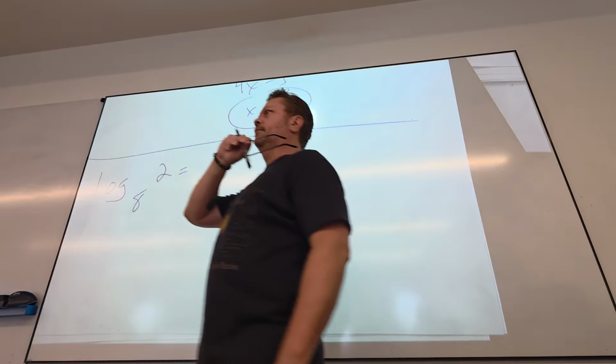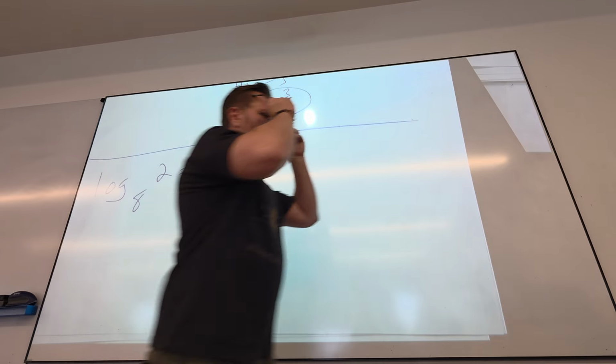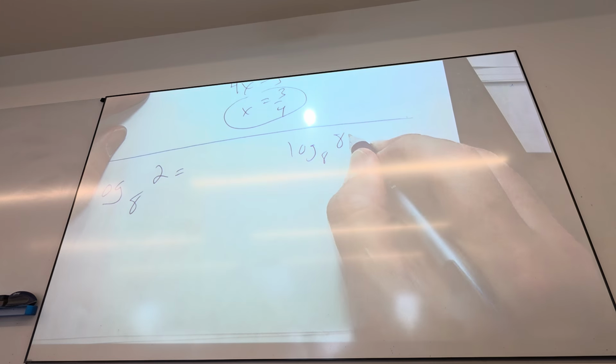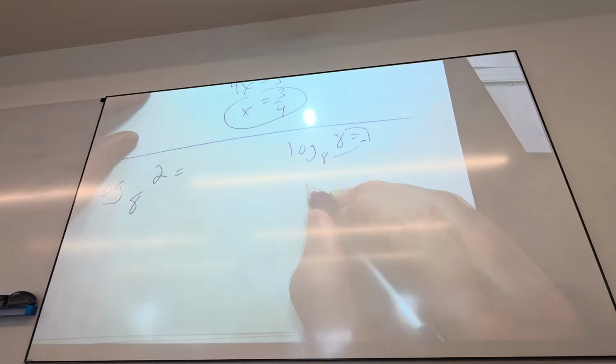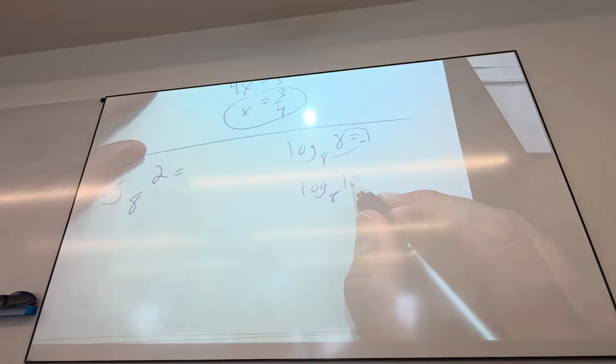What about this one here? What is log base 8 of 8? What power does 8 need to become 8? 1. Log base 8 of 8 is 1 because 8 to the first power is 8. What's log base 8 of 1? What power does 8 need to become 1? 8 to what power is 1?